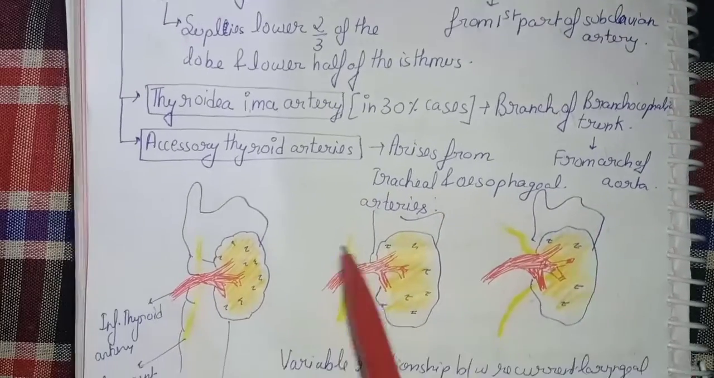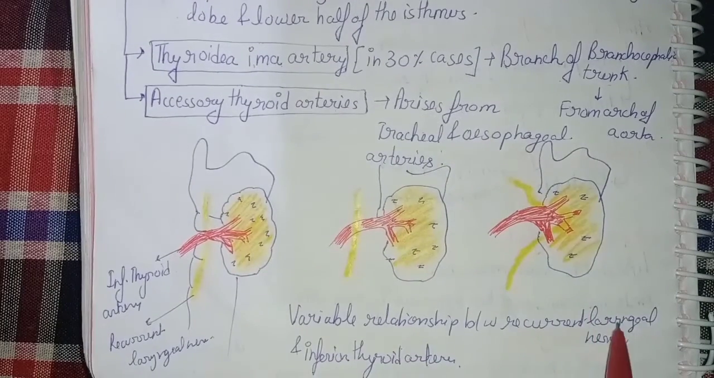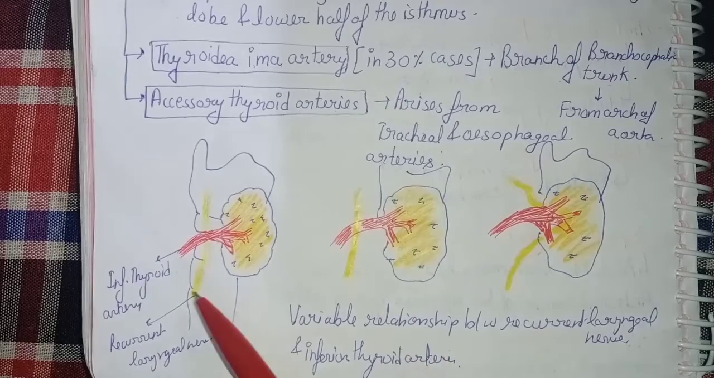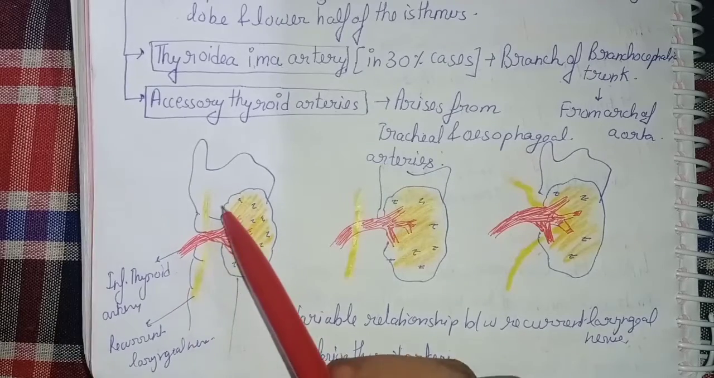So now, as you can see, this diagram shows the variable relationship between the recurrent laryngeal nerve and the inferior thyroid artery. You can see the inferior thyroid artery and you can also see the recurrent laryngeal nerve.